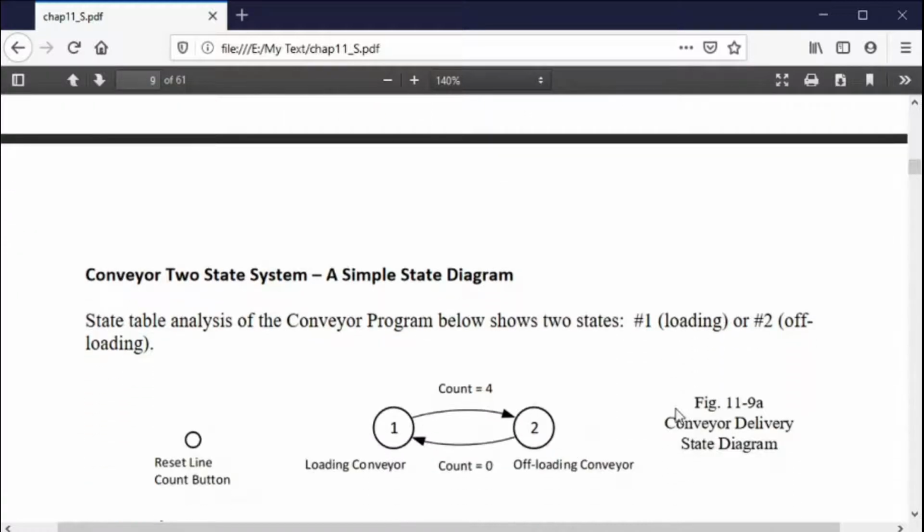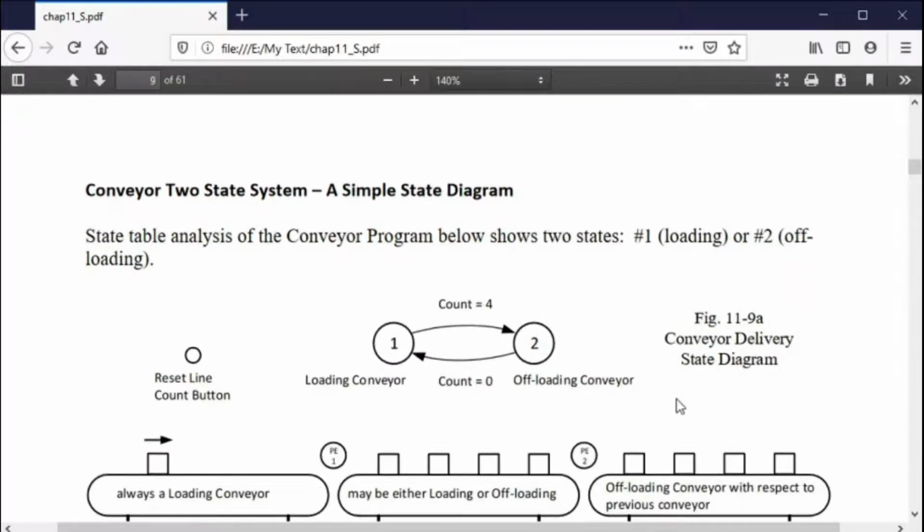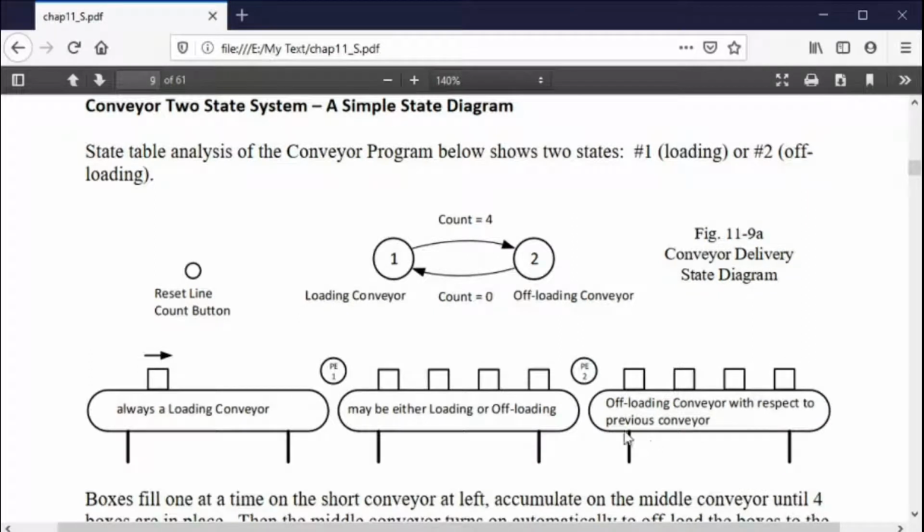All right, so here's another one. It's a simple program, but it isn't so simple until you see a state diagram aspect of it. So here we have boxes that are being loaded onto this conveyor. You push the button, the boxes go over to this conveyor. As soon as you get 4 boxes on this conveyor, they march off of that conveyor and they go to this conveyor. So basically, this conveyor can either be used as a loading conveyor or as an offloading conveyor. So it's in the loading conveyor mode or it's in the offloading conveyor mode.